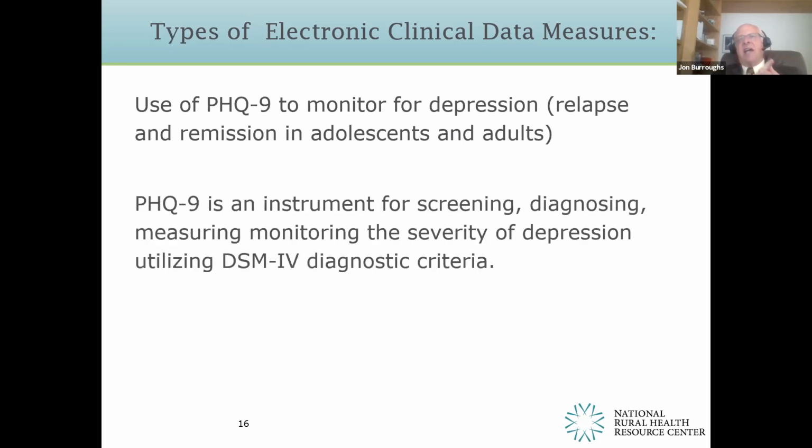Now, this is a 9 question. You can also use the PHQ-2, which is a screening for depression, okay? And it's a very simple thing. It takes a few seconds. You will get paid by Medicare, by Medicaid, and by commercial payers for addressing underlying depression.